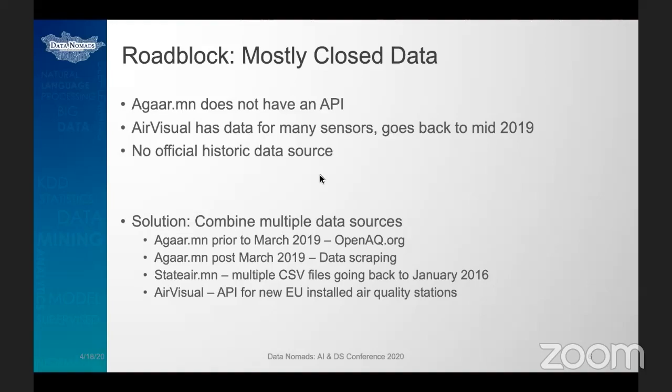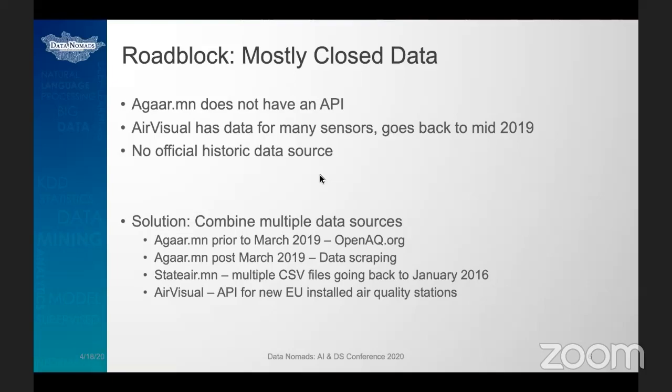So prior to March 2019, and this is when I'll talk about the next problem, there was an international NGO called openaq.org. They actually were hosting air quality data for Mongolia. And so you can access agar.mn and statair.mn data prior to March 2019 on that site. However, after March 2019, they stopped collecting data, and I'll explain why in just a minute.